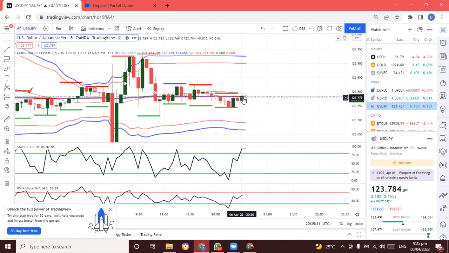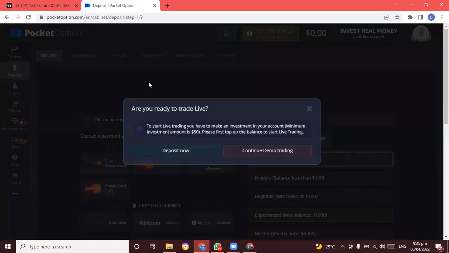USD JPY is almost going to be ready for a sell. The candle is almost at the red. Maybe you still want to get to this top red because RSI is remaining small to get to the red too. That this trade will be ready for us to take.